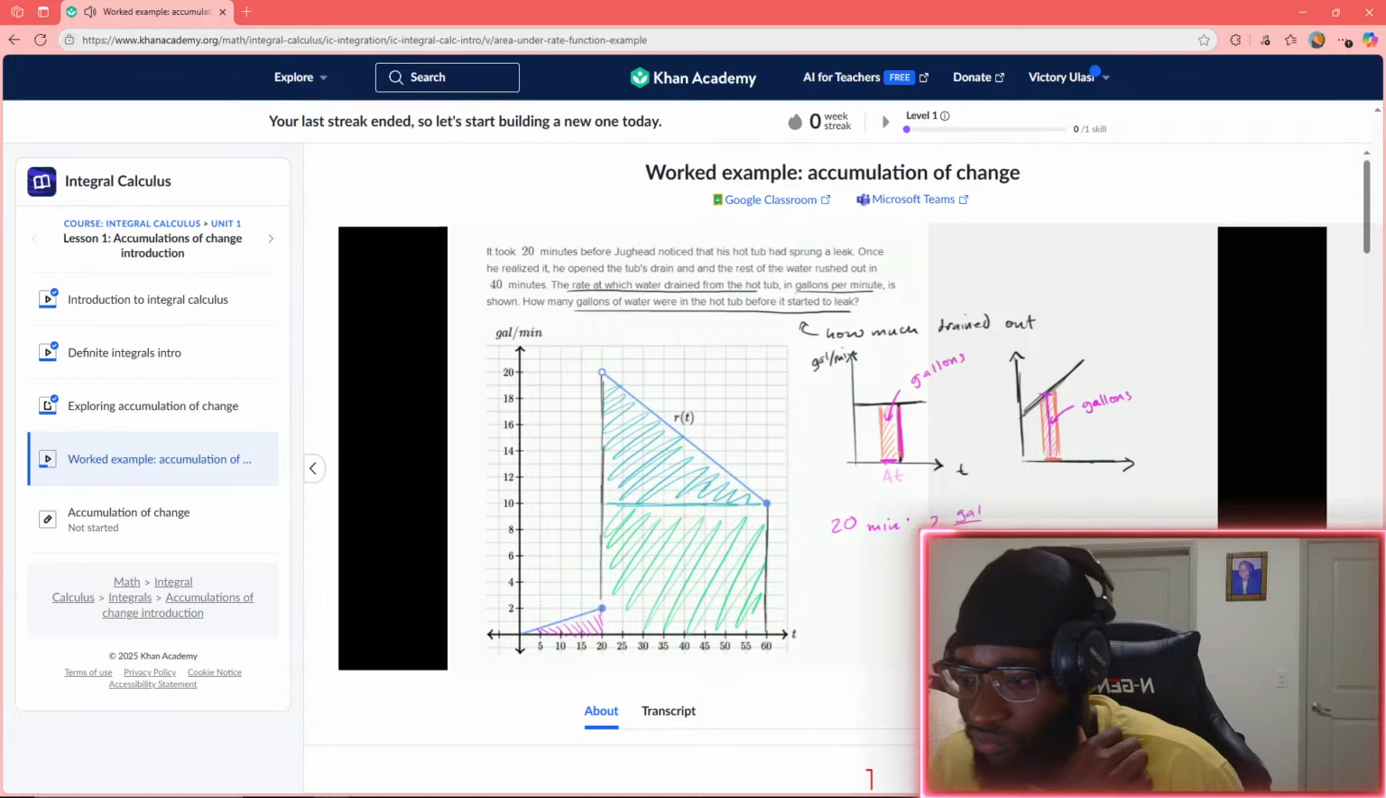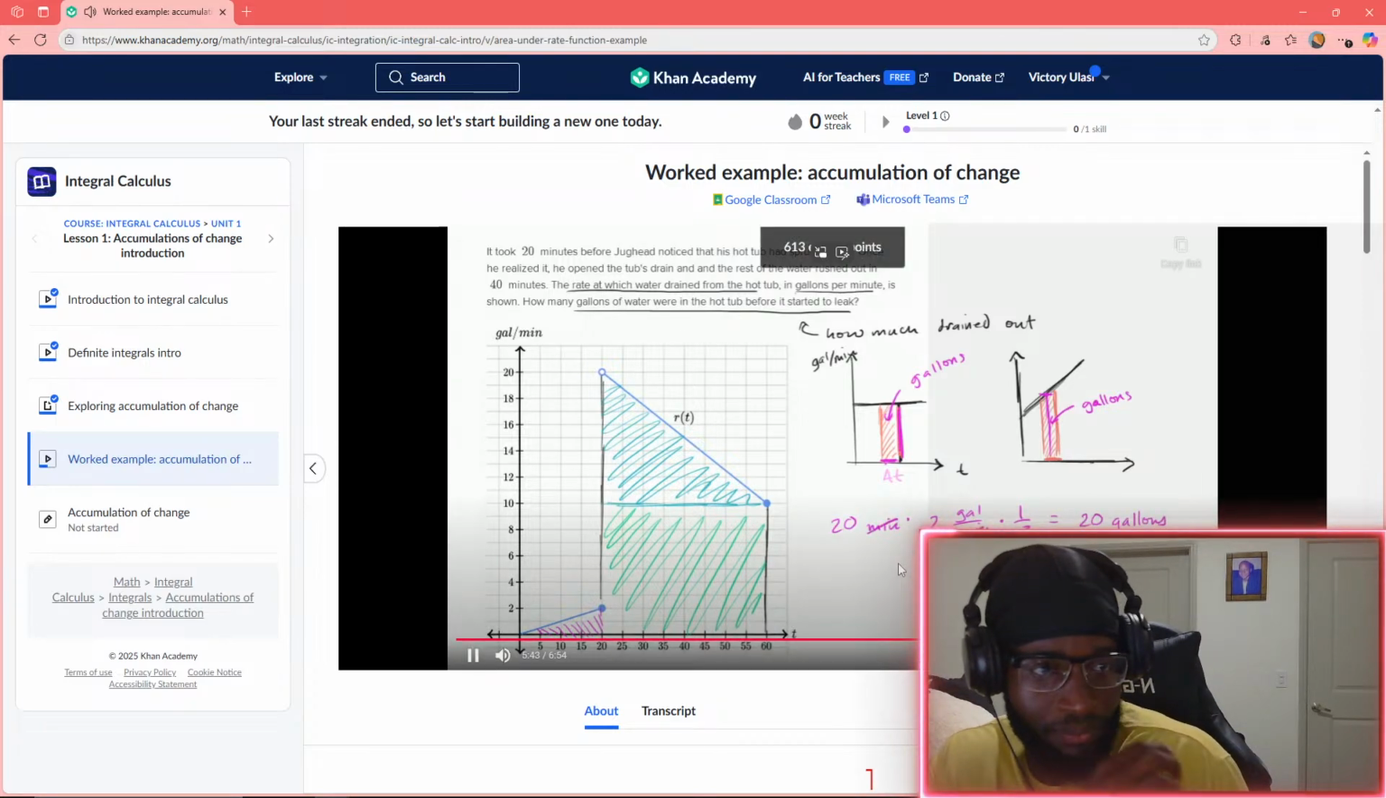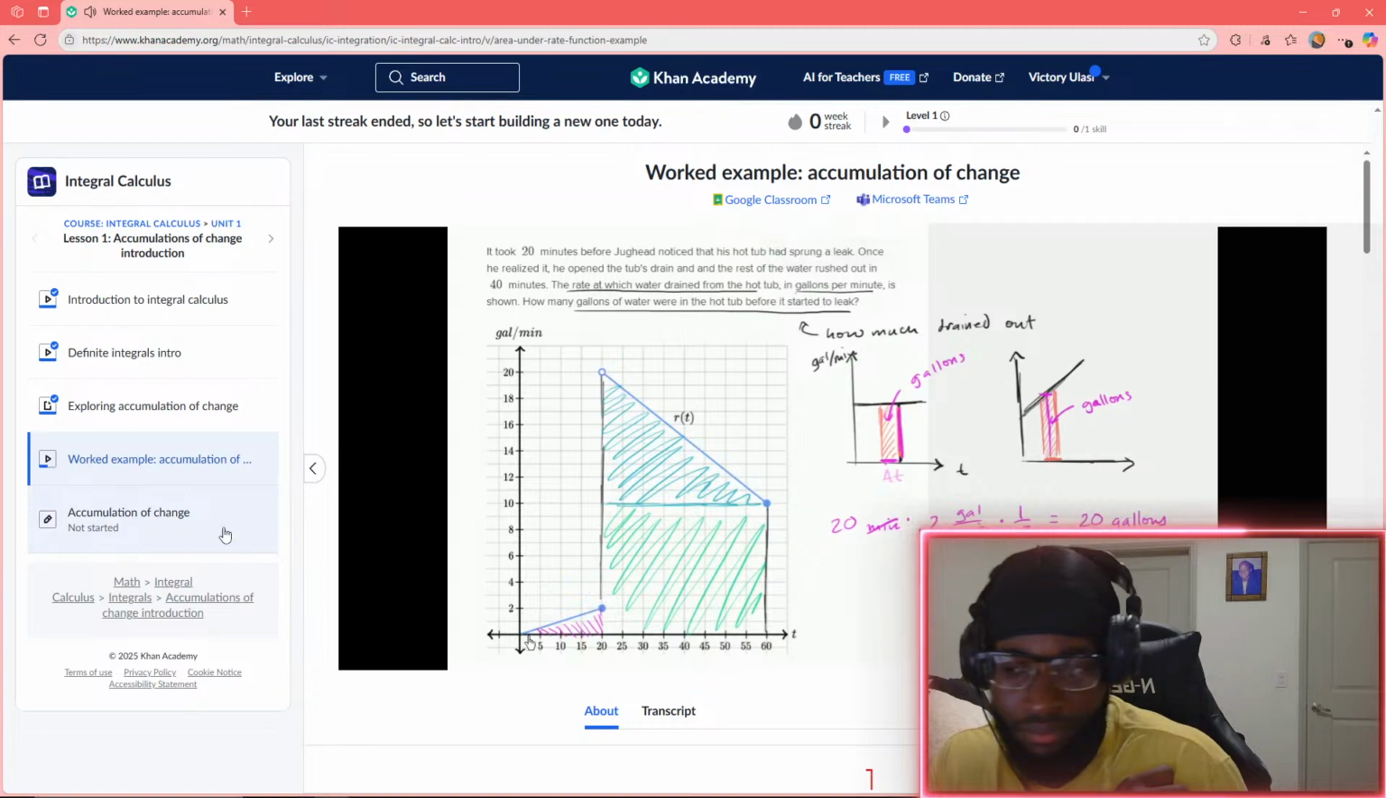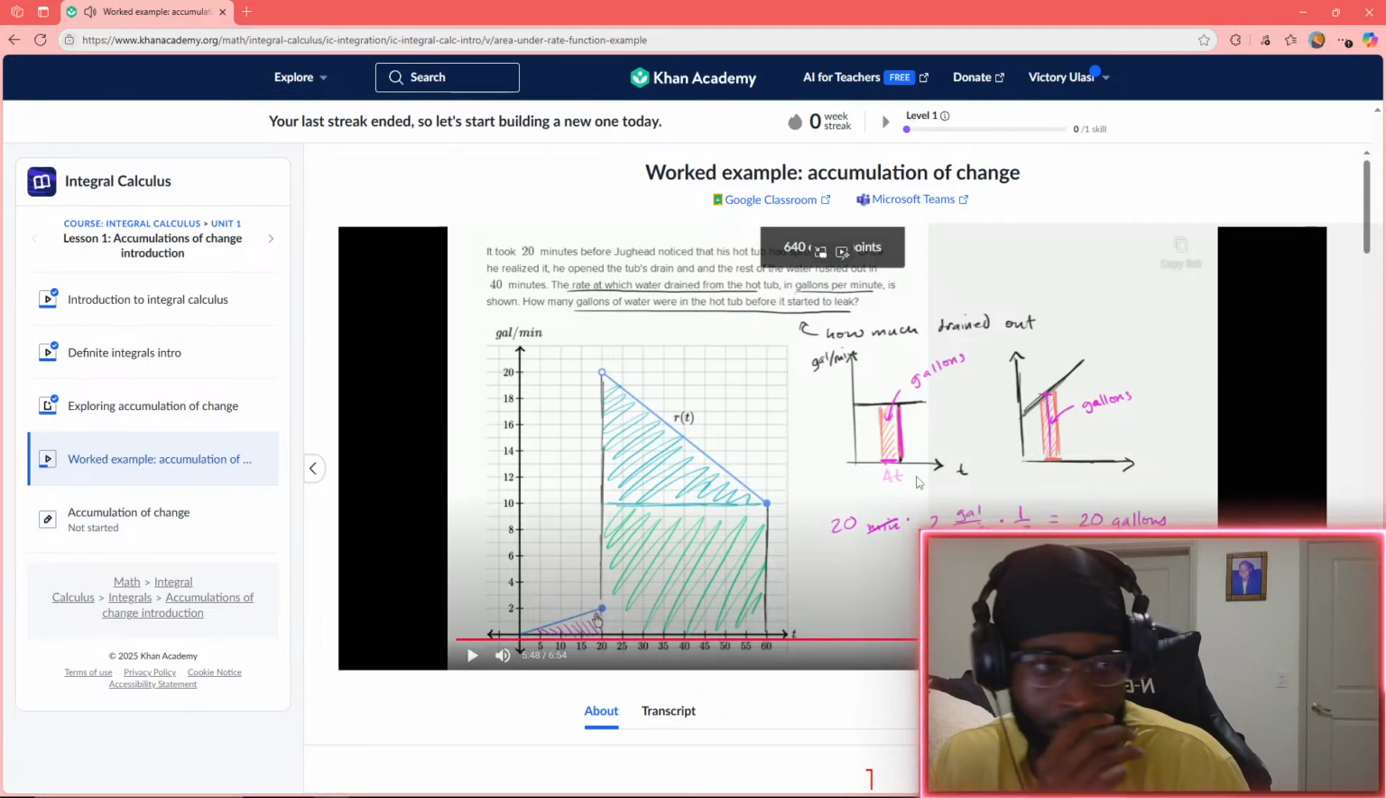Gallons per minute times 1/2 times 1/2 gives us the area under this triangle. So that is going to be 20 gallons. We see that the units work out nicely. And so that's essentially how much is drained out in the first 20 minutes.